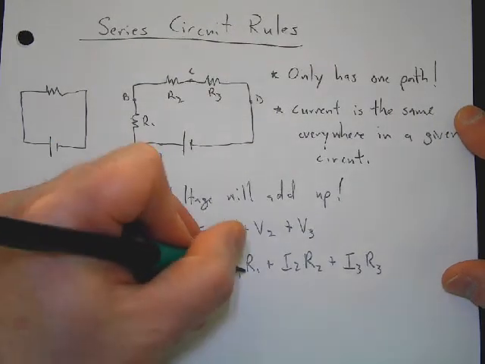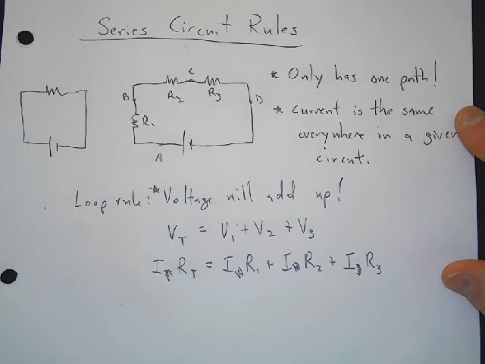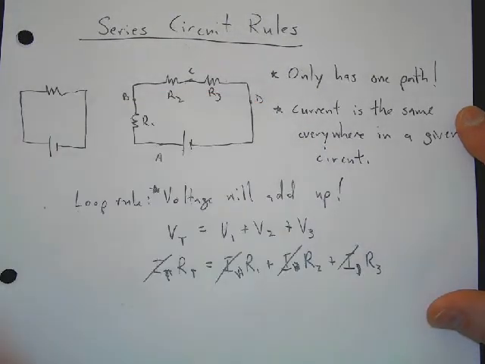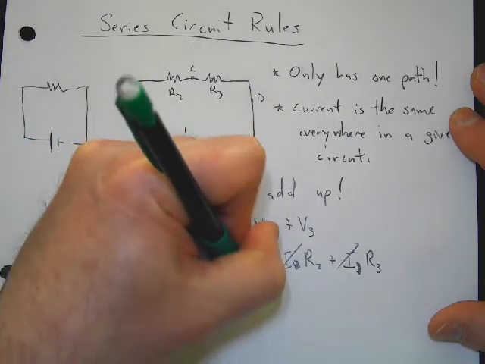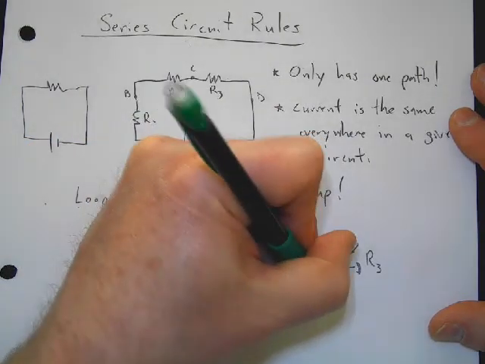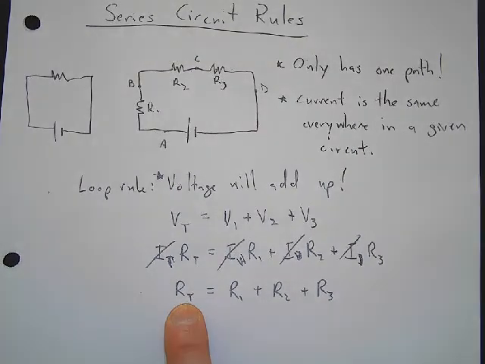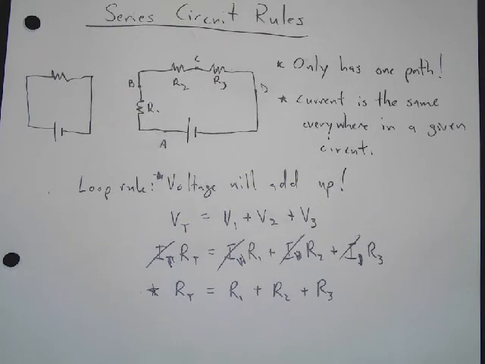So really, I don't need these little subscripts because the current everywhere is the same. If the current everywhere is the same, I can cancel it, and lo and behold, I end up with R_T equals R1 plus R2 plus R3. Meaning, to find the total resistance in a series circuit, you have to add up all the individual resistors.